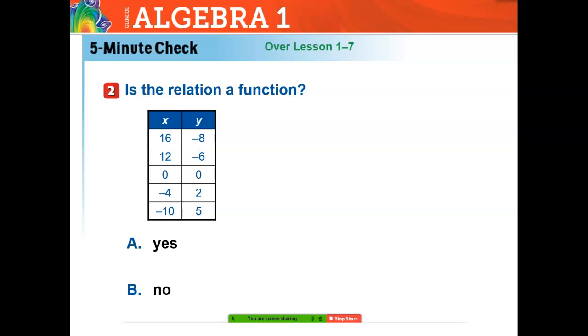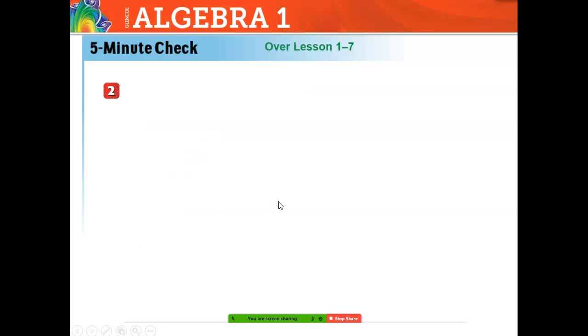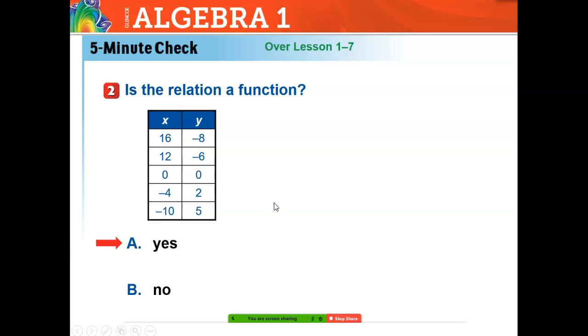The correct answer is, everybody shout it out. Yes. The correct answer is yes, this is a function. Looking at the x's, none of those x's repeat. And actually looking at the y's, none of the y's repeat either. This is a function.